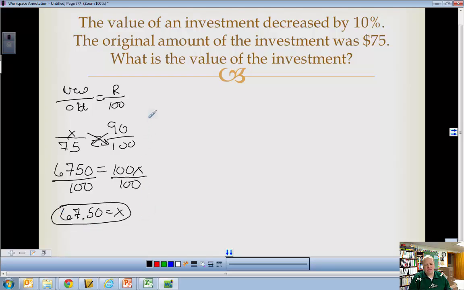So this was a decrease. The problem before this was an increase. All right, and this is really all that we're talking about. All right, let's go ahead and see what's next.